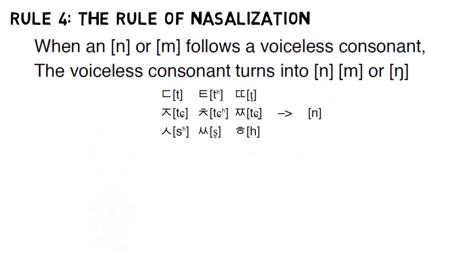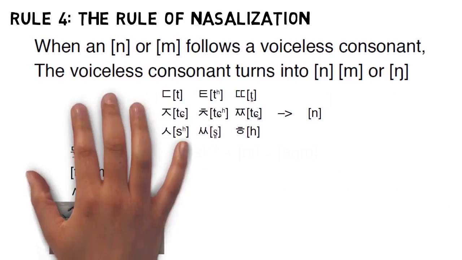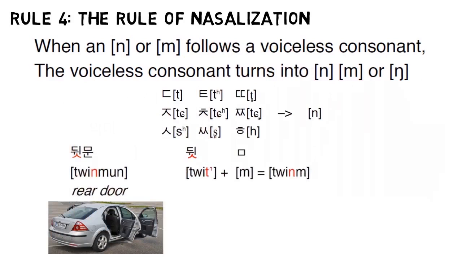Last but not least, the T-like consonants turn into N's. And remember, because of rule 1, every other voiceless consonant falls into this category, since they're showing up at the end of a syllable before another consonant. In this case, that other consonant is an N or an M. That gives you words like 뒷문, where the first syllable is spelled 뒷, but since it shows up before an M, it turns into 뒷문.